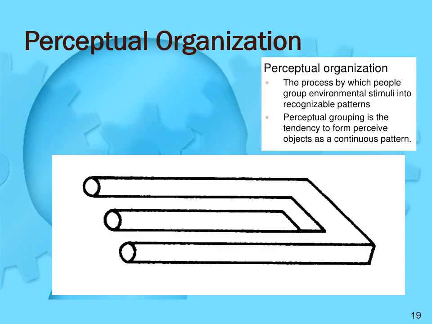Then the perceptual organization is when you look at this picture and you say, what's wrong with this picture? Something's not right. There's 3 pipes at the end, but when I look down at the right-hand side of the picture, there should only be 2. So your brain immediately says there's something wrong with this picture.